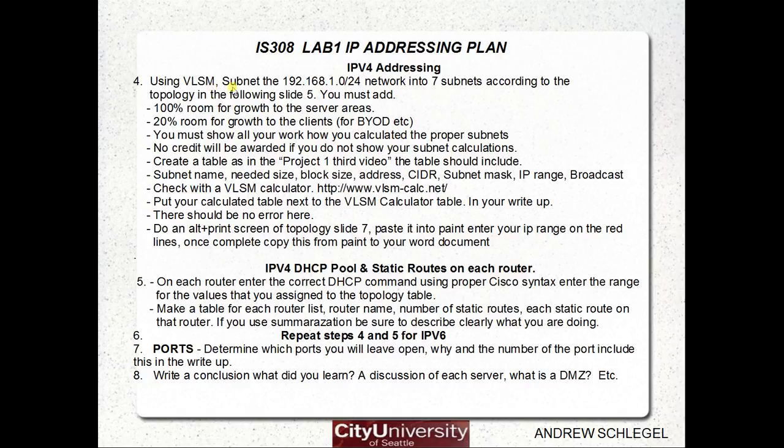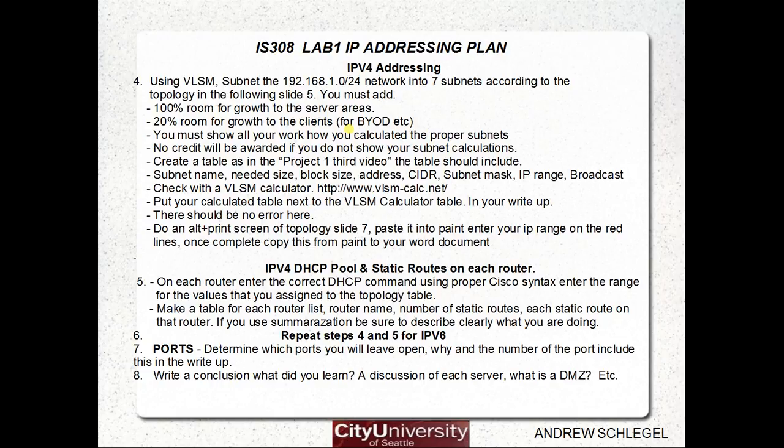Use VLSM, and we've discussed that, and subnet this network address, 192.168.1.0/24, into 7 subnets according to the topology on the following slide. That's slide number 5. You must add 100% room for growth to the server areas because we may use backup servers, we may add new servers. You've got to have room in your IP addressing scheme for more servers. 20% room for growth to your clients. That's also to allow for bring your own devices such as tablets, iPhones, things of that nature. They all need an IP address, so you have to have IP addresses available.